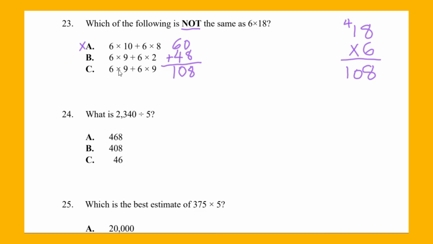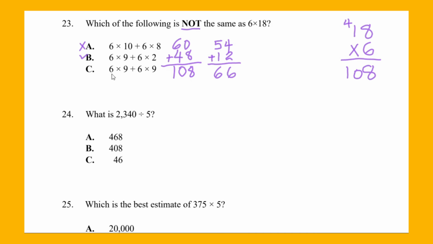Option B says 6 times 9 plus 6 times 2. 6 times 9 is 54 and 6 times 2 is 12. So let us add. 2 plus 4 is 6 and 1 plus 5 is 6. So option B looks like the answer so far.